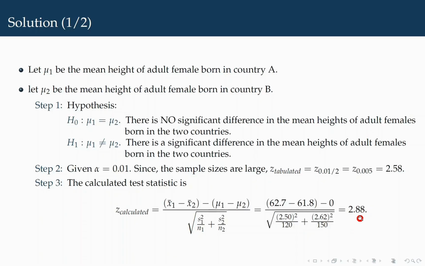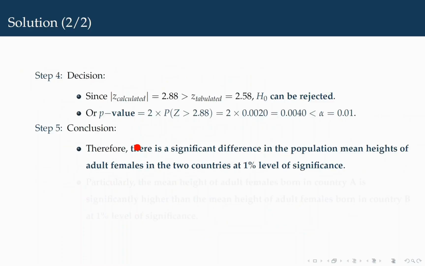This calculated value is greater than this tabulated value. So H0 should be rejected. That means there is a significant difference in the mean heights of adult females born in the two countries. So since the calculated value is greater than the tabulated value, then H0 can be rejected or the test is significant.